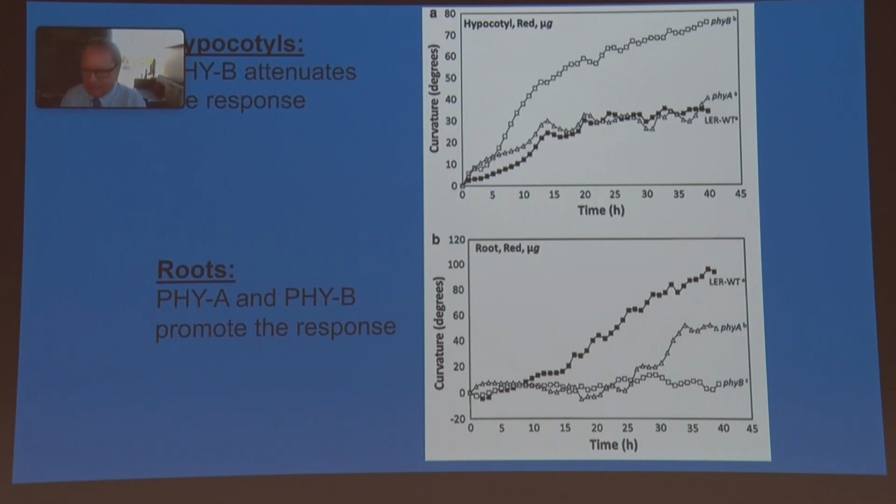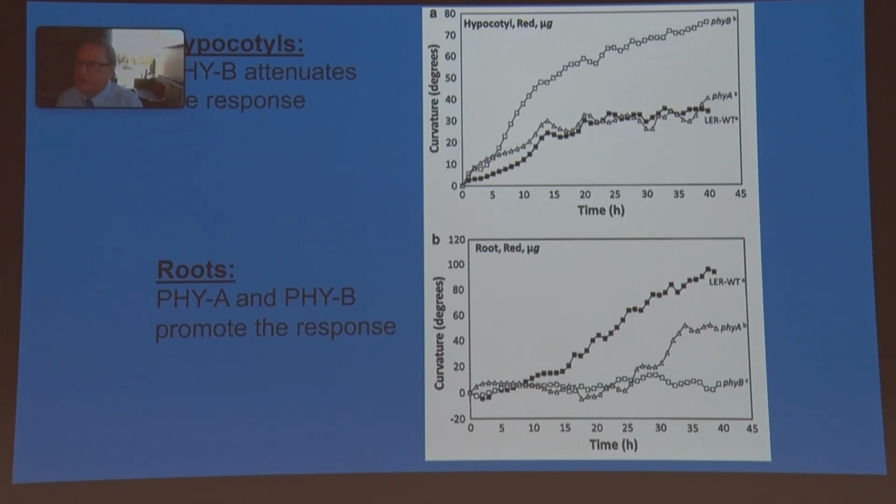That's the bottom panel. It's a little bit easier to understand. So the wild type, we had a robust red light response. It's pretty much demolished in the phytochrome B mutant. And the phytochrome A mutant actually is attenuated, reduced, but it's not at wild type level.